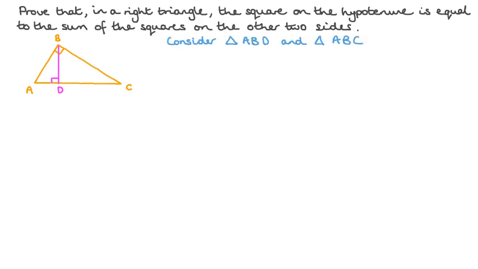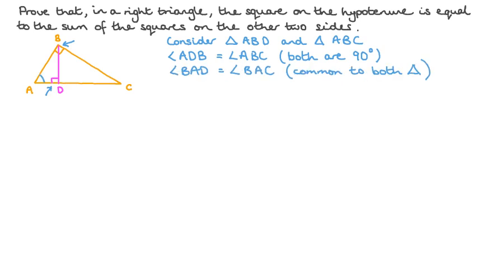So what we're going to do first is actually consider two triangles. So we've got triangle ABD and triangle ABC. Well, the first thing that we notice between our two triangles is that angle ADB is equal to angle ABC. And that's because both of these angles are actually in fact 90 degrees. Okay, so that's one angle we know that's going to be equal. Do we know about any other angles that will be equal between our two triangles? Well, we also know that angle BAD is going to be equal to angle BAC, and this is because they're actually in fact the same angle, because it's common to both of our triangles.